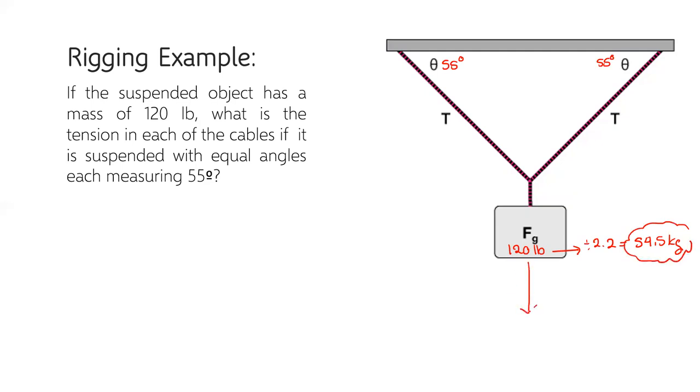So we know gravity is pulling this suspended object down. Fg is equal to 54.5 times 9.81. Multiplying those two together, we get 535 newtons. So nice, easy. Gravity's easy. Everybody should be able to put gravity on their diagram.